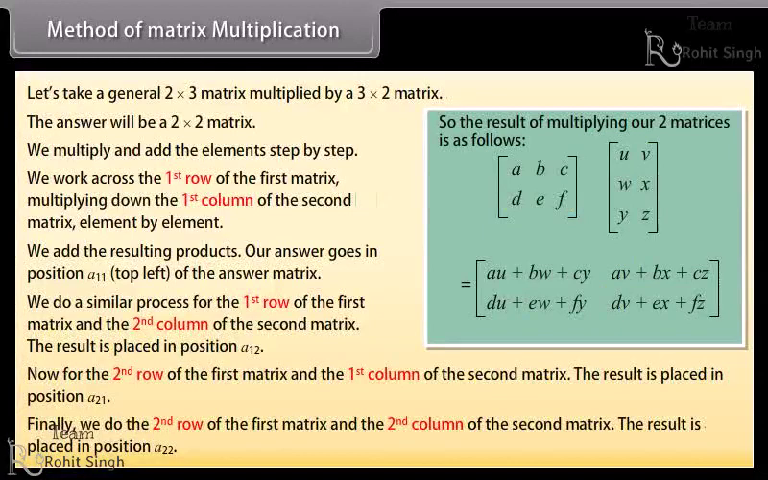So, the result of multiplying our two matrices: the matrix with first row A, B, C and second row D, E, F, times the matrix with first row U, V, second row W, X, third row Y, Z, produces the matrix with first row AU plus BW plus CY, AV plus BX plus CZ, and second row DU plus EW plus FY, DV plus EX plus FZ.